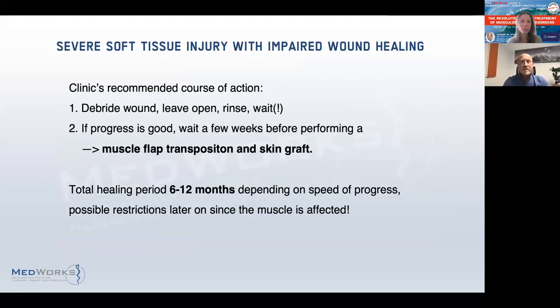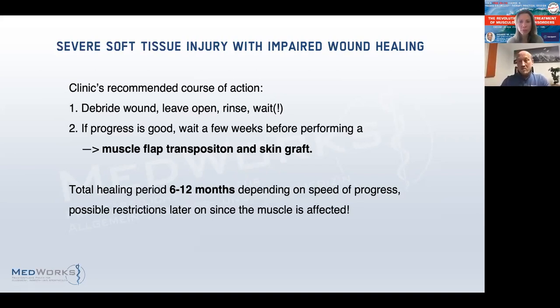What they told him they can do now is debride the wound, leave it open, rinse it, and keep him in the hospital. And then after that, make a muscle flap transposition and skin graft. This needs 3, 4, or 5 operations maybe, and it lasts 6 to 12 months to heal. And they couldn't tell him if he can do his sport anymore. He's playing football, he's running marathons, a very sporty guy, and sport is his life.